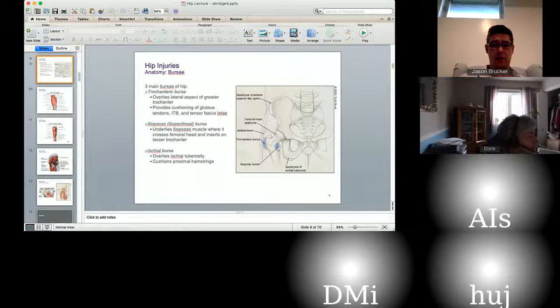Similarly, tendinitis or tendinopathy of the hamstring can lead to ischial bursitis, and irritation to the iliopsoas muscle, which is the hip flexor, can lead to iliopsoas or iliopectineal bursitis.